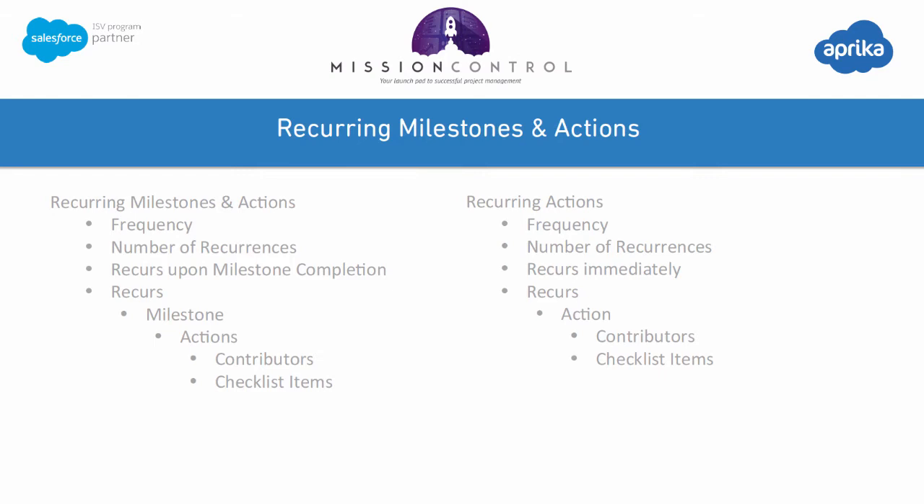A milestone can now be set to be recurring, and this will recur the milestone and its actions along with their checklist items and contributors. To set a milestone as recurring, you need to specify 3 key fields on the record. So let's jump in and take a look at that.